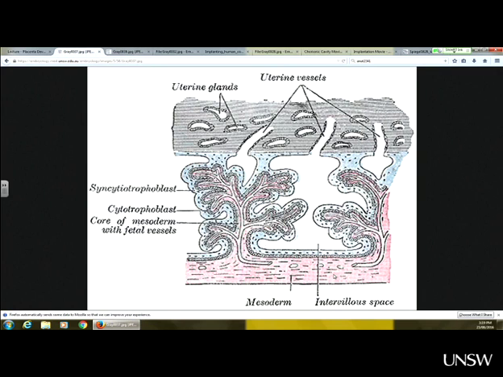So we've got a primitive vasculature now lying within the villi, and when the villi have blood vessels within them, we describe them as tertiary villi. Primary, secondary, tertiary, reflect the stages and differentiation of the villi.